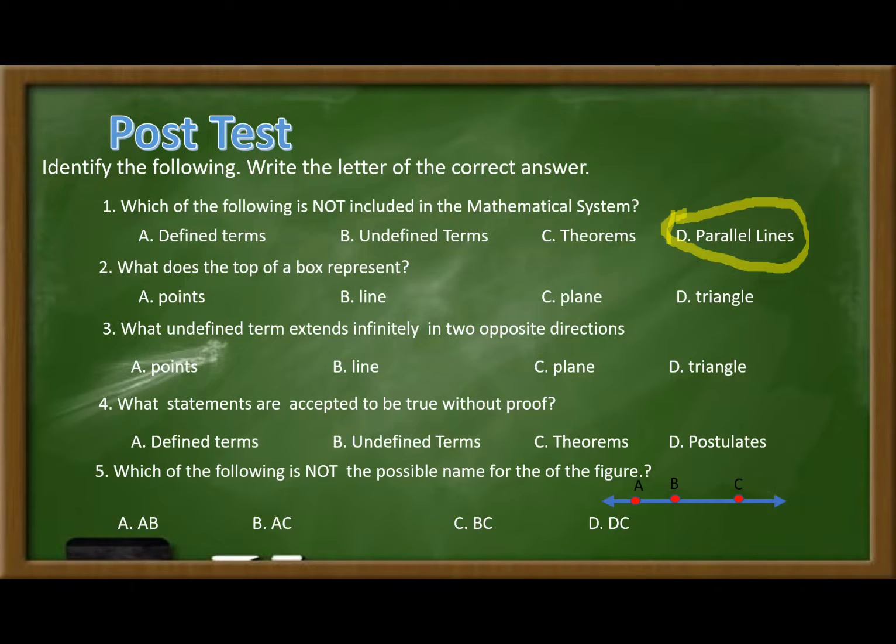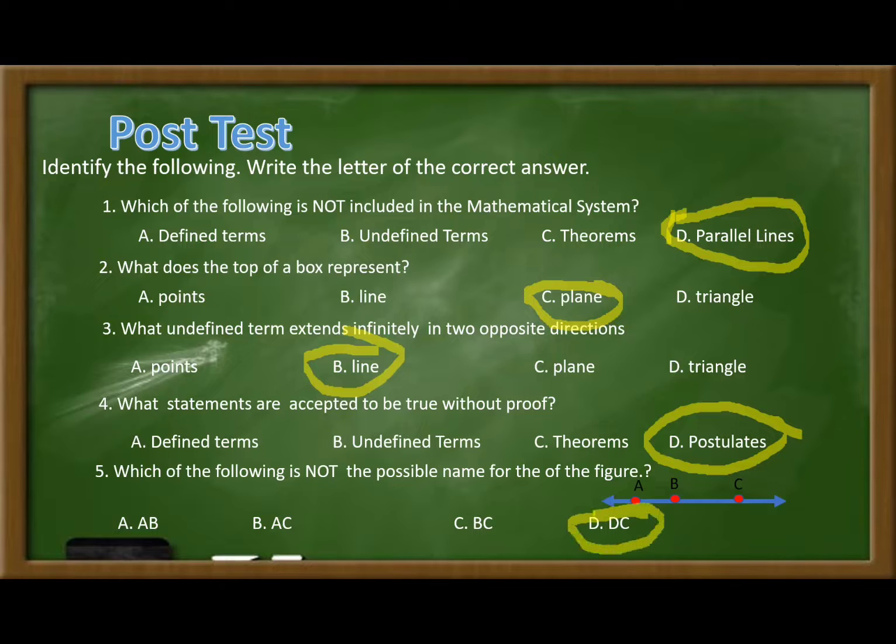What does the top of the box represent? It represents a plane. What undefined term extends infinitely in two opposite directions? So that is a line. What statements are accepted to be true without proof? So that is postulates. Which of the following is not the possible name for the figure? So we don't have point D, so the answer is letter B.